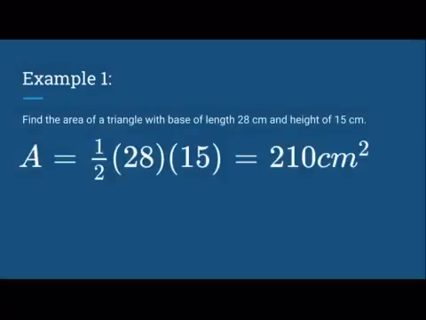Remember, you have two units there. It's going to be 28 centimeters times 15 centimeters. So when we have an area, we need to make sure we write our units squared.